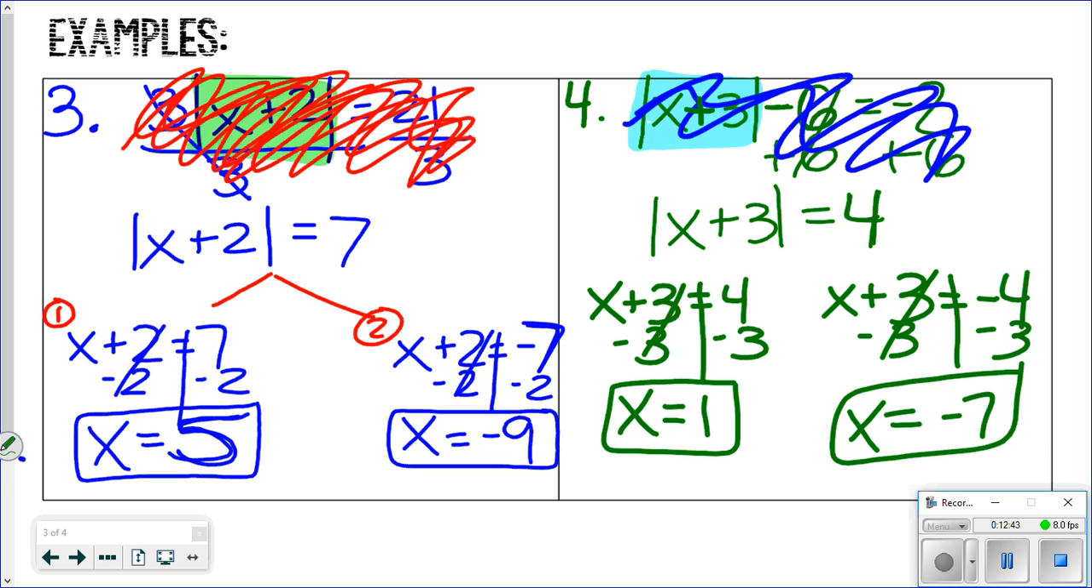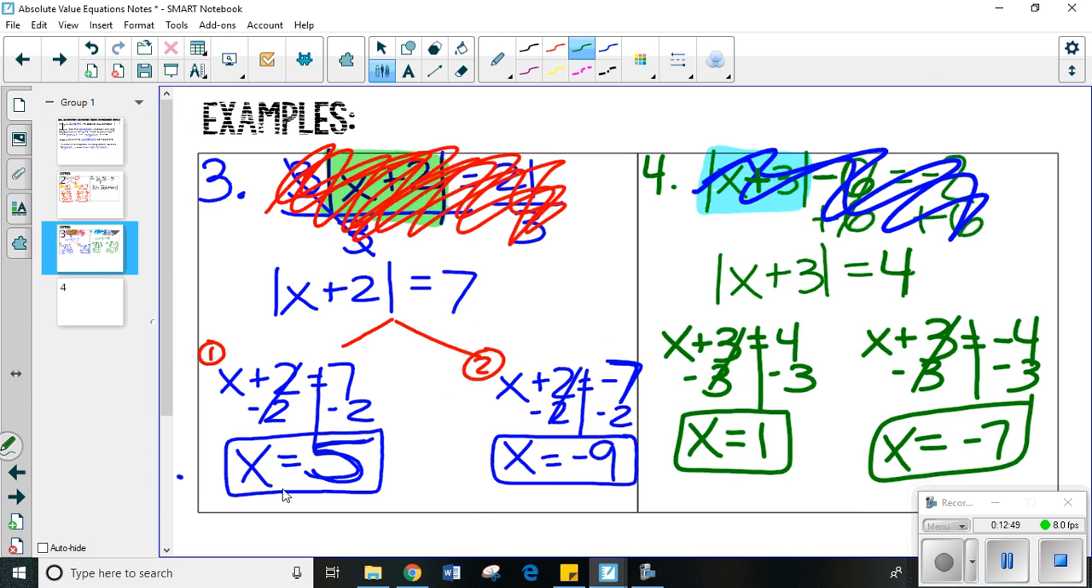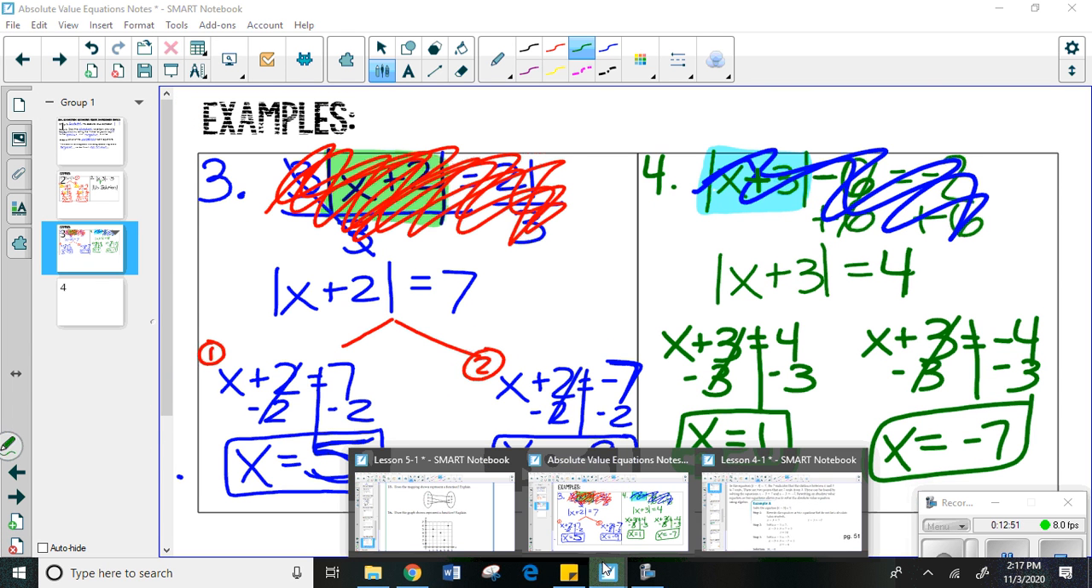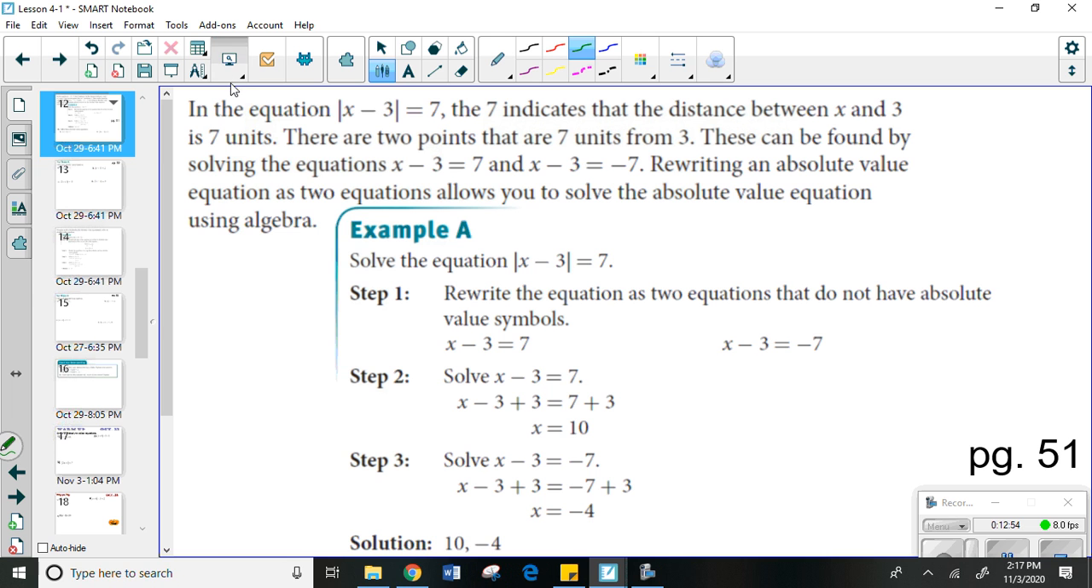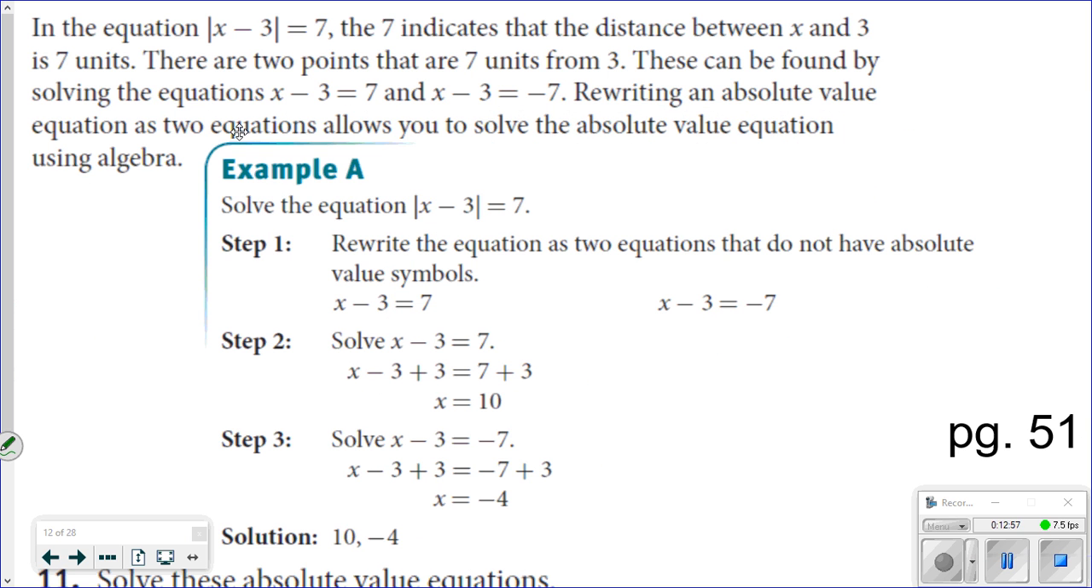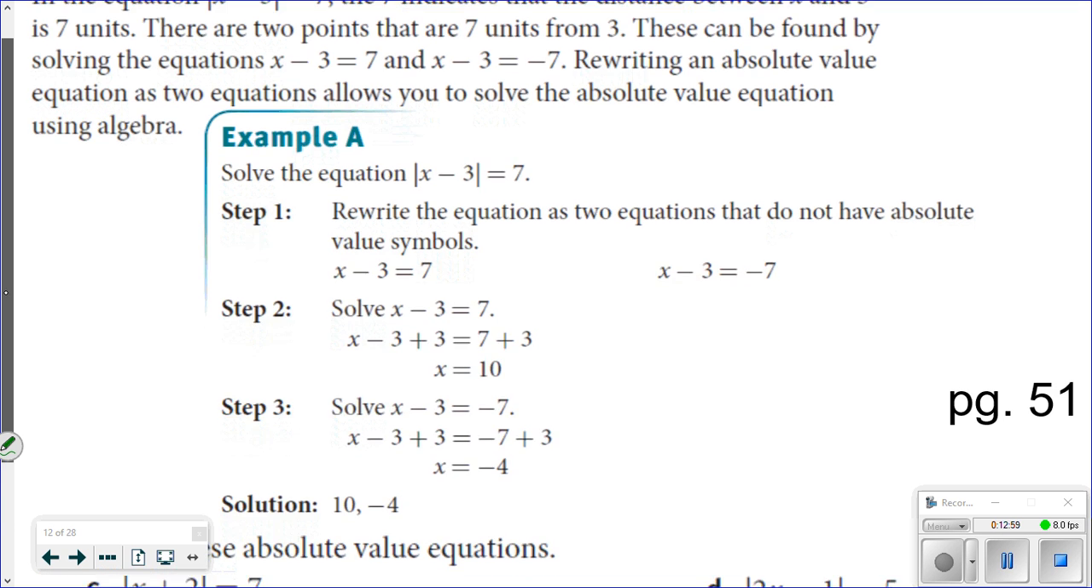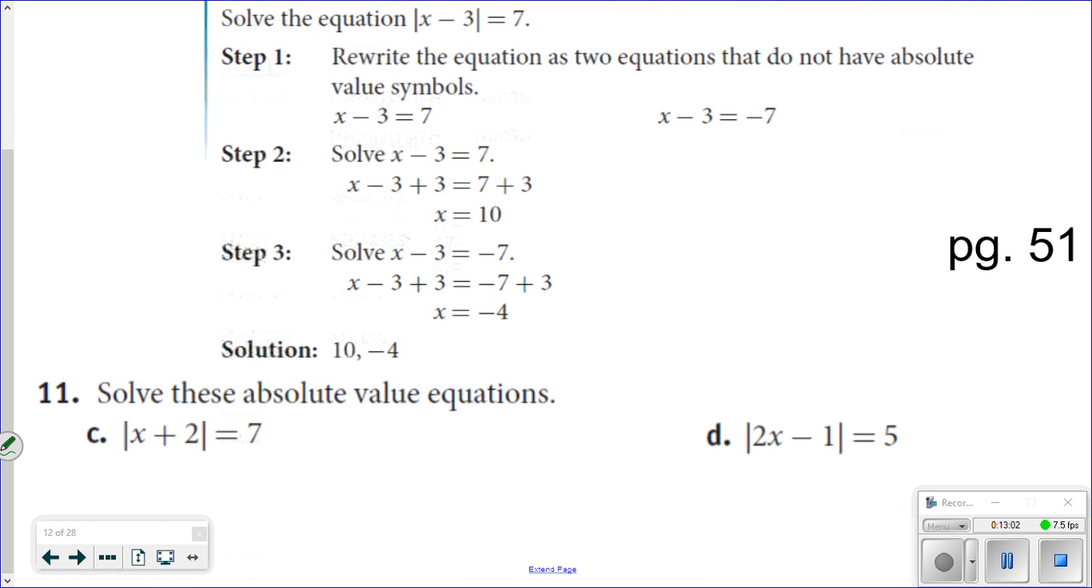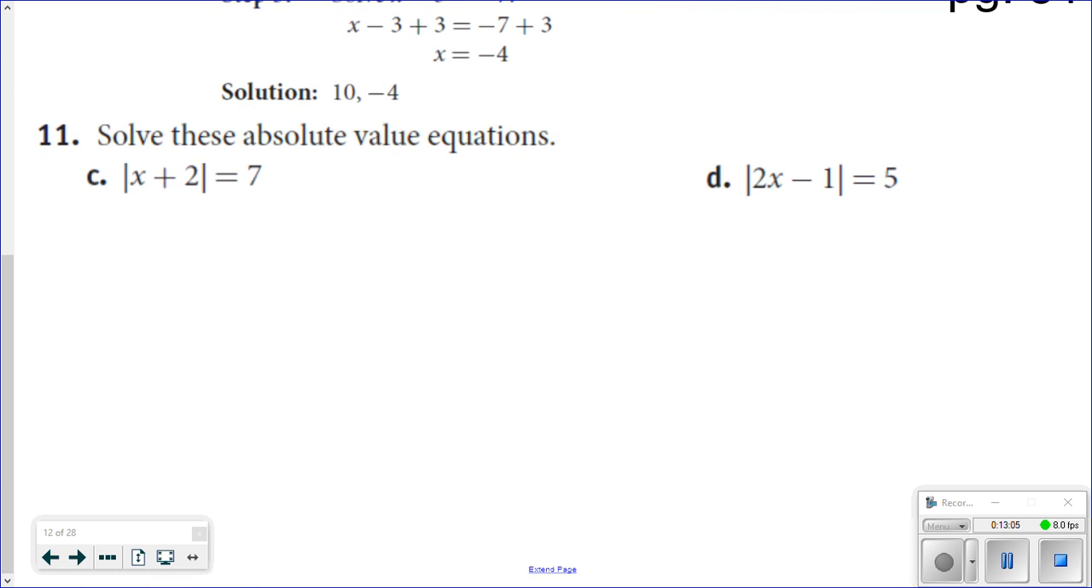Now we're going to flip or switch directions here, and we're going to move to some questions in the book. So find your book, and you're going to open to page 51 with me. And we're going to scroll down or find them where we see 11C and 11D in our book. Both of these absolute value expressions are already isolated. There's nothing directly in front of my absolute value bars or behind my absolute value bars. So what that means is we can skip step 1.